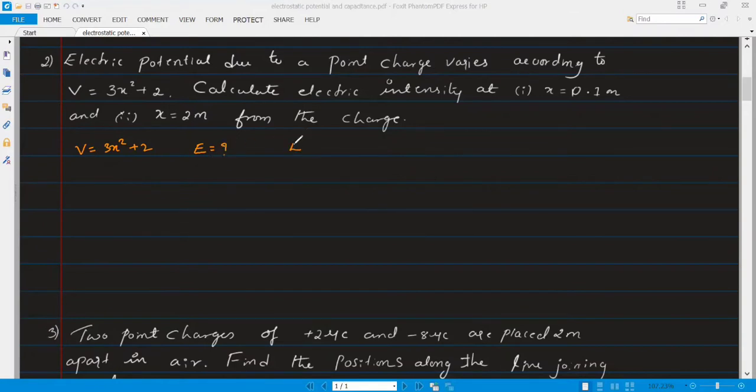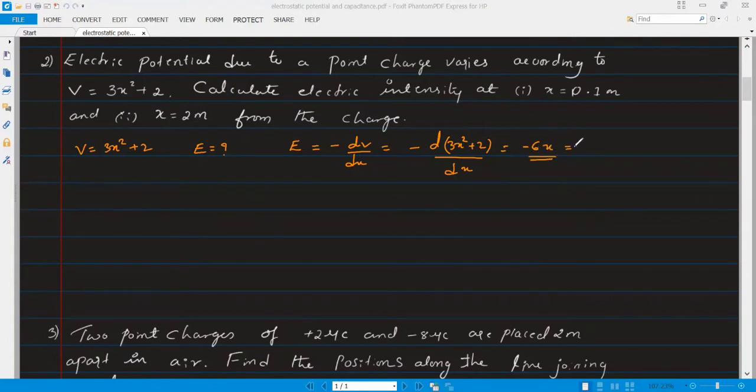The connection between E and V is that E is given by minus dV by dx. So this can also be written as minus differentiation of 3x square plus 2 with respect to dx. If you differentiate this equation, we will get minus 6x. So this is the value of E.